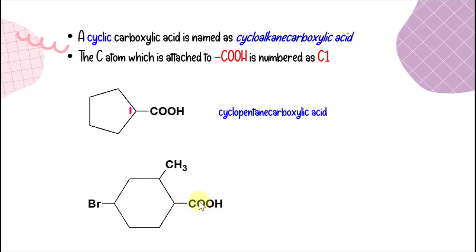For the next structure, on our cycloalkyl, we have more than one substituent. Remember, the carbon attached to the carboxyl group will become the first carbon, and then give the next substituent the lowest number. Since here we have a CH3 group on the next carbon, it will become carbon number 2, 3, 4, 5, 6. So the IUPAC name for this compound will be 4-bromo-2-methylcyclohexane carboxylic acid. 4-bromo because B comes first before M. To put it in a single word, we must follow the alphabetical order.